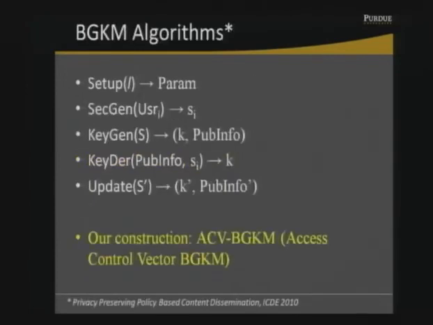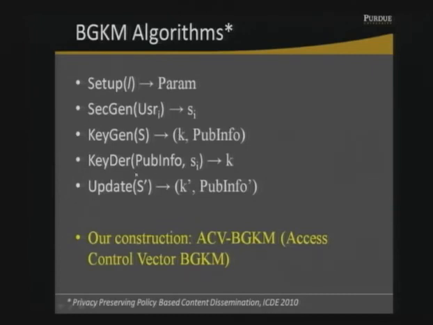So the broadcast group key management scheme, we abstract it into 5 algorithms. The first one is setup, which sets up some public parameters that we need to use in the scheme. Then secret generation, which takes a user identity and generates a secret. And key generation, which, depending on the policy, takes a set of secrets and generates the public information and the symmetric key. The public information hides the symmetric key.